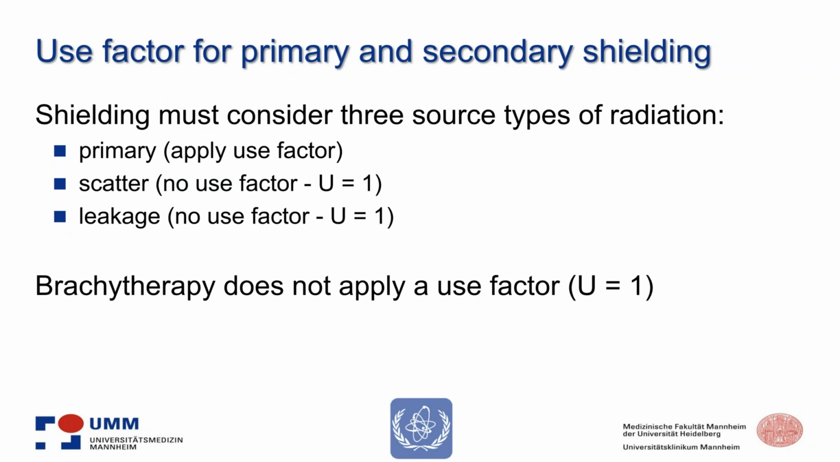The use factors for the primary and the secondary shielding. That means the shielding must consider 3 types of radiation: the primary, which is what we had, and the scattered and the leakage radiation. So there is no use factor for these 2 kinds of radiation, and so the use factor is 1. Brachytherapy does not apply for any use factors. It's also 1.